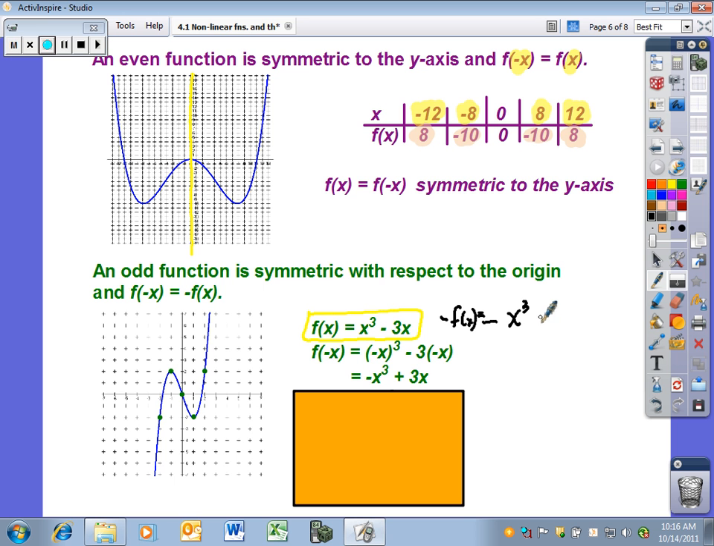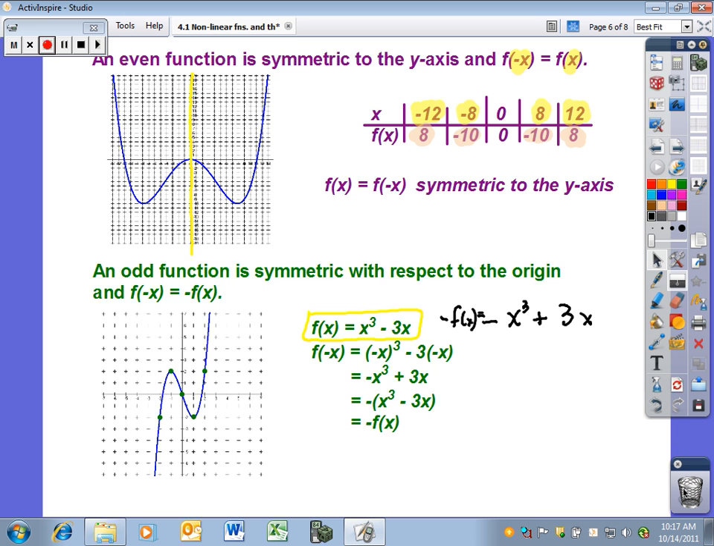And the opposite of 3 is a positive 3x. Is that the exact same function I got by sticking in a negative x? If the answer is yes, then it is an odd function. These two match identically. Okay?